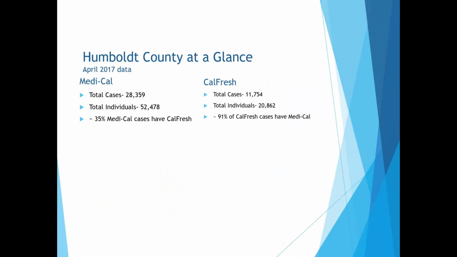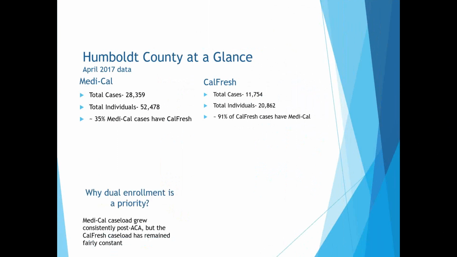So to start us out, just a little bit of Humboldt County data, just to give you an idea of the size of our county. For MediCal, we had almost 30,000 cases, a little over 50,000 individuals, and about 35% of our MediCal cases do have a CalFresh component. For CalFresh, we're almost 12,000 cases, a little over 20,000 individuals, and about 91% of our CalFresh cases have MediCal.